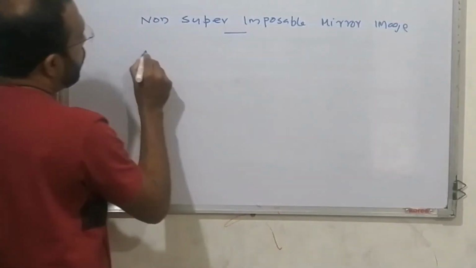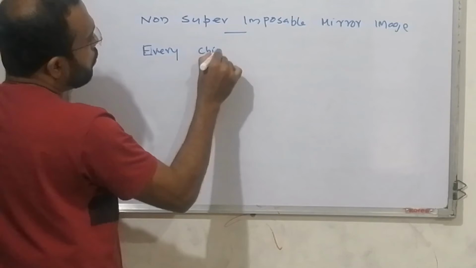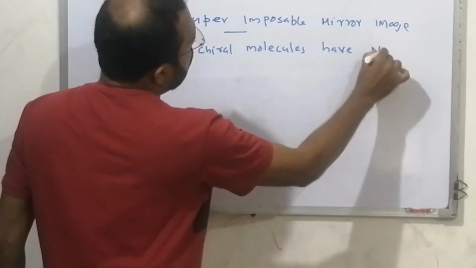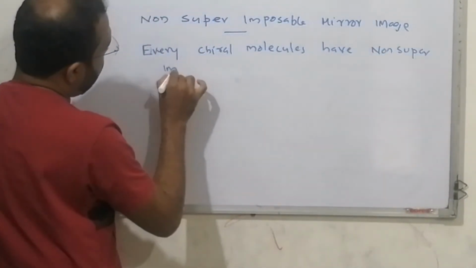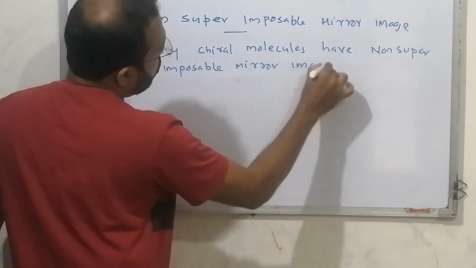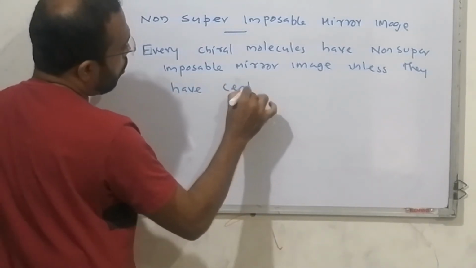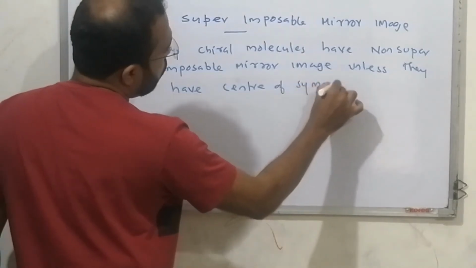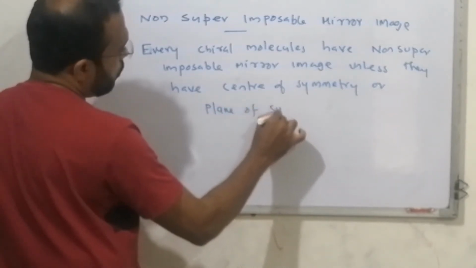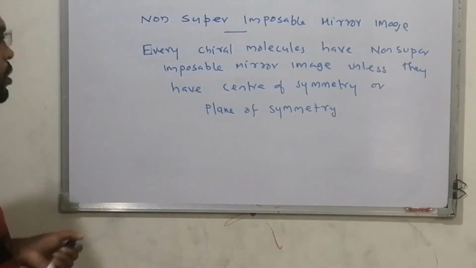Actually, it is a property of chiral molecules. Every chiral molecule has a non-superimposable mirror image, unless it has a center of symmetry or plane of symmetry.